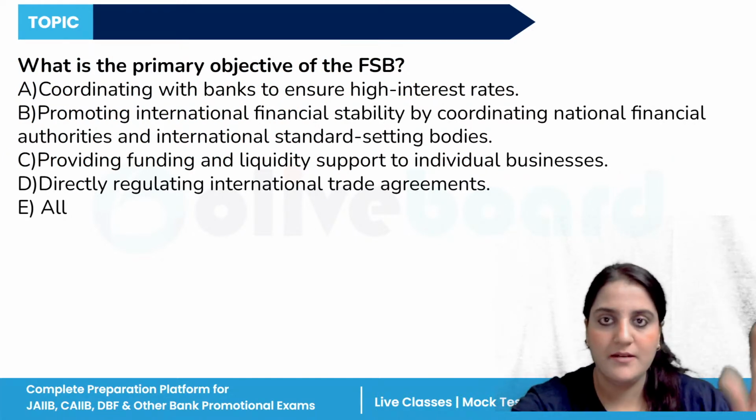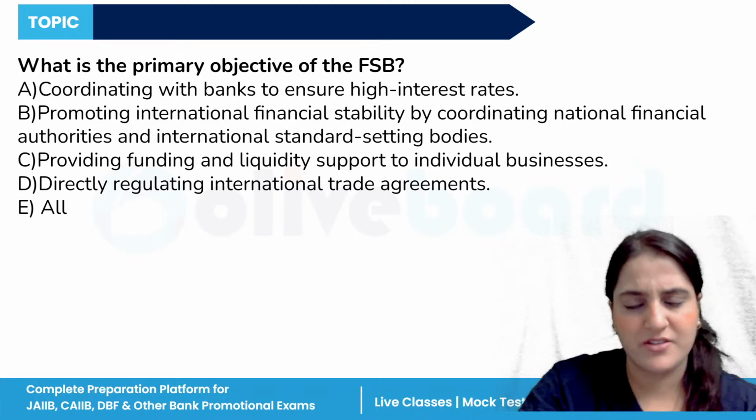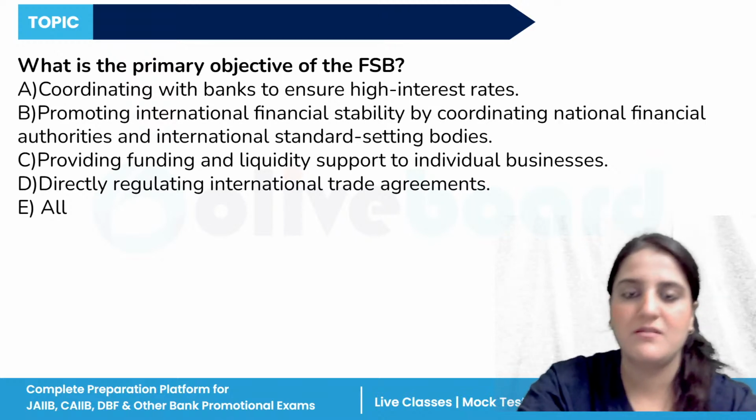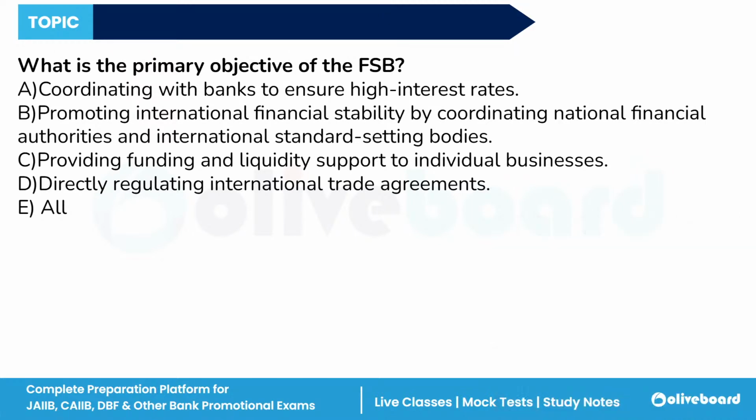Now, other than Macmillan, there are also some 2-3 questions. I think these questions are there only. We will cover them because I think these are also important. What are the primary objectives of FSBs? FSB is the Financial Stability Board.